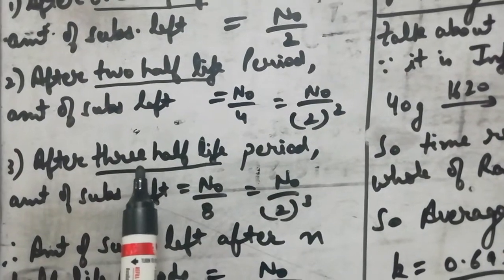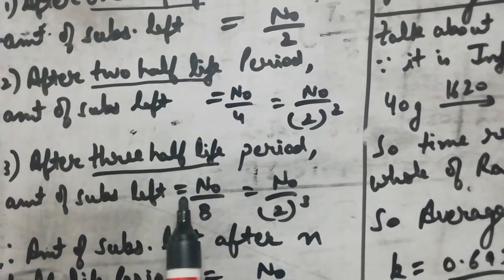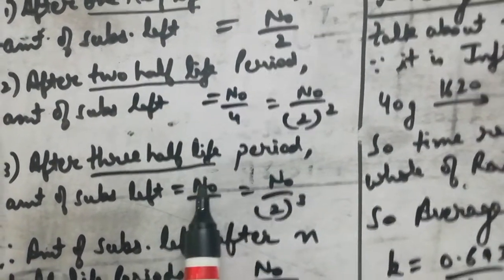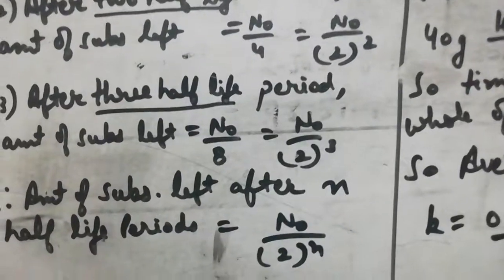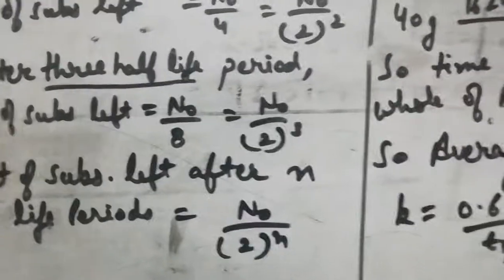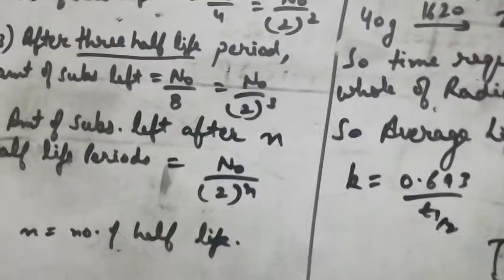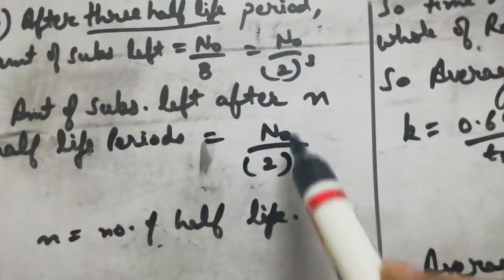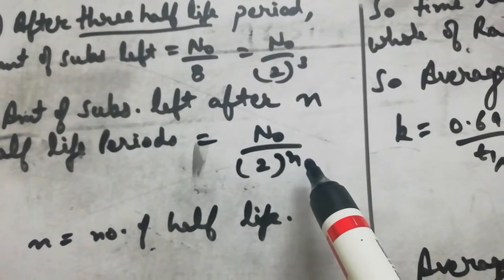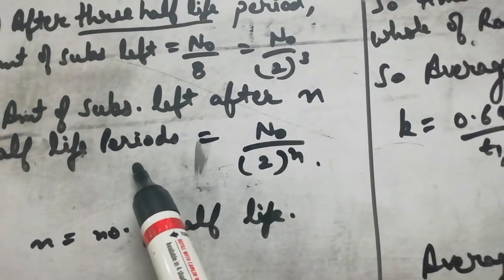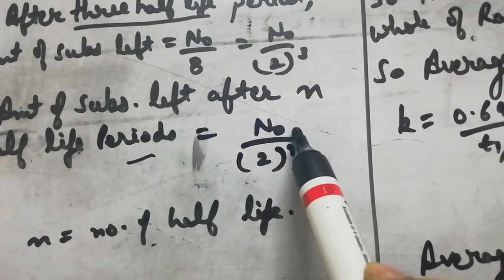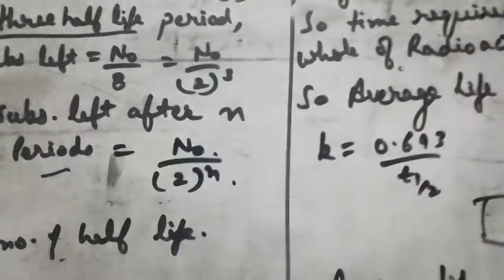After 3 half-lives, the amount of substance left will be half of this, that is N0 upon 8. So we can write it as N0 upon 2 raised to power 3. So we can easily relate the amount of substance left after n half-life periods. We can write this formula as N0 upon 2 raised to power n, where n stands for the number of half-lives. So this is the relation between the number of half-lives and the initial concentration of the radioactive substance.